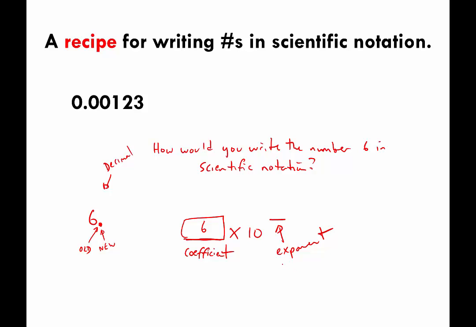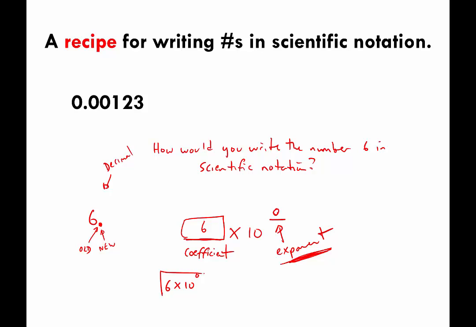So to get the exponent, you have to count the number of hops to go from the new one to the old one. How many hops does it take? It doesn't take any. It takes 0 hops. So what goes up here is a 0. And so the proper way of writing the number 6 in scientific notation is to write 6 times 10 to the 0 power.